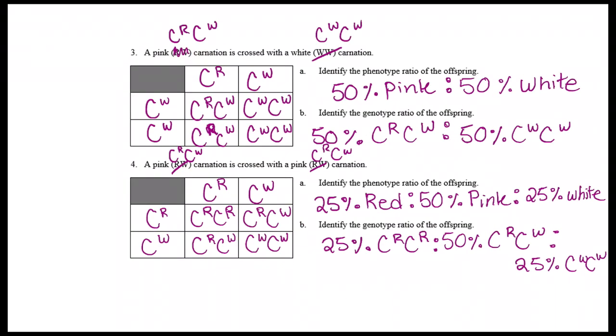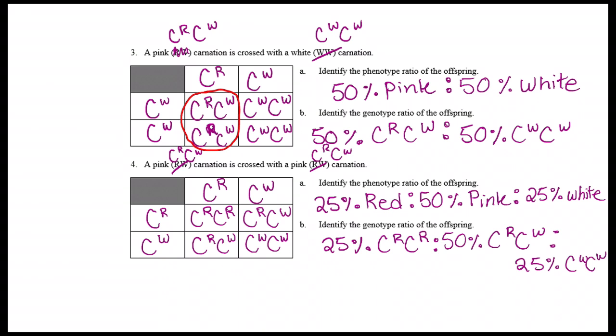Example 3, a pink C^RC^W carnation is crossed with a white C^WC^W carnation. Looking at our first Punnett square, we have 50% are pink, and that's these ones right here, and the other 50% are white. So 50% are C^RC^W, making the pink, and 50% are C^WC^W, which is white.